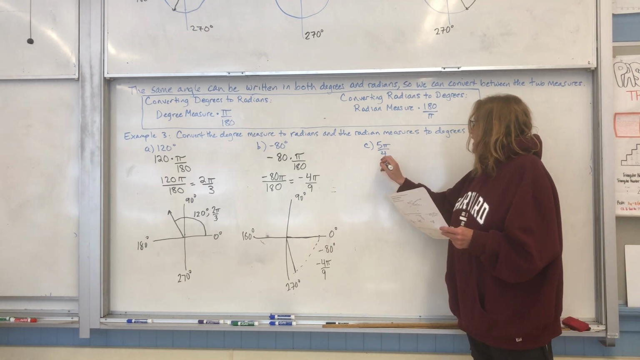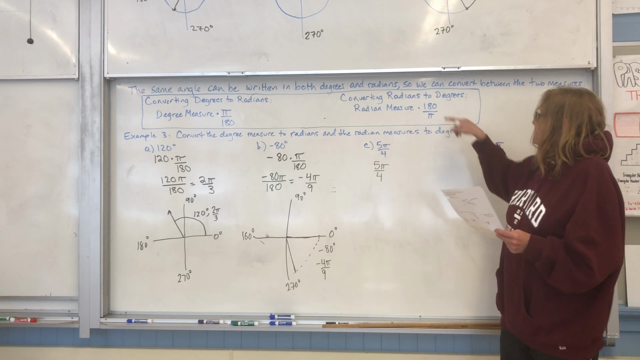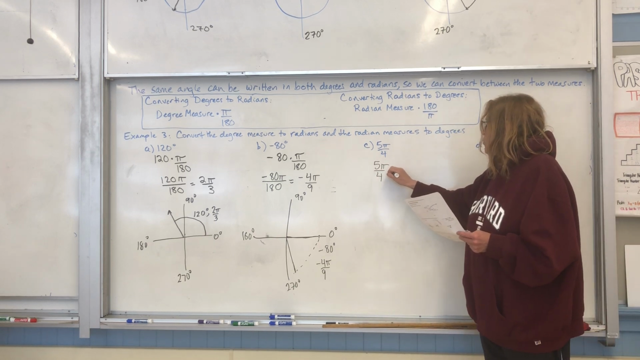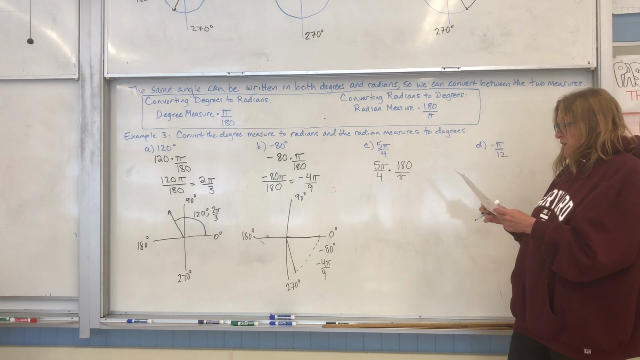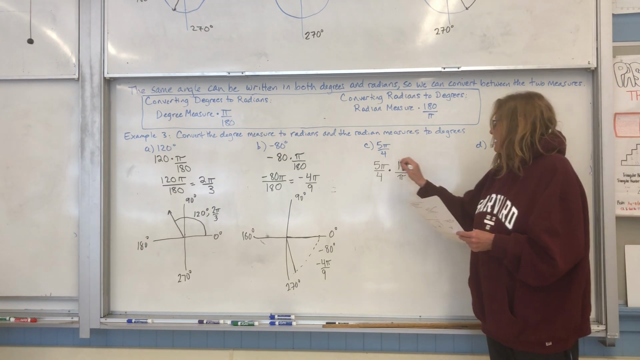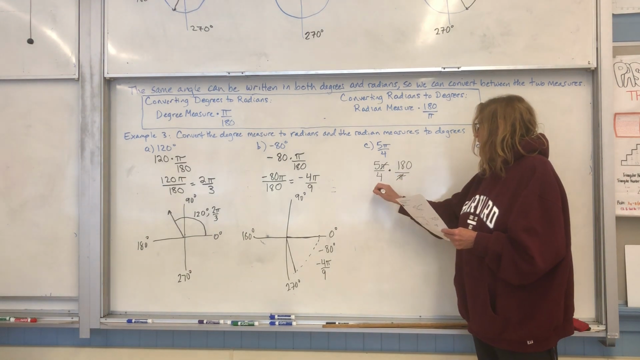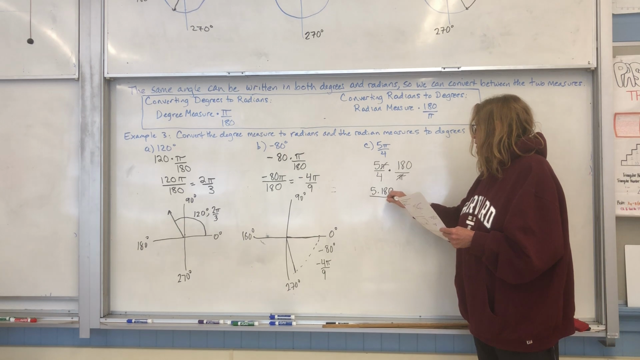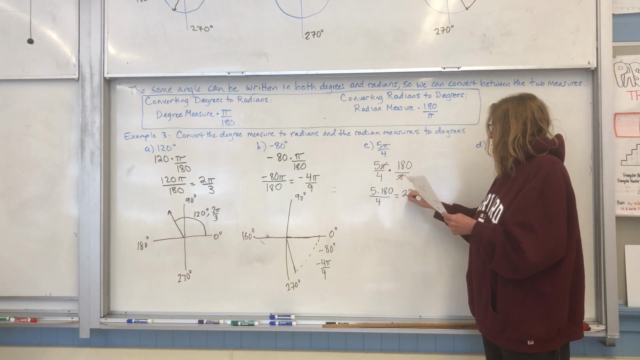So here I've got 5 pi over 4 radians. And notice, this time I'm going to flip over the fraction. I'm going to multiply by 180 over pi. And do you guys see what happens with the pi's? They can reduce out. So I have 5 times 180 over 4, which is equal to 225 degrees.